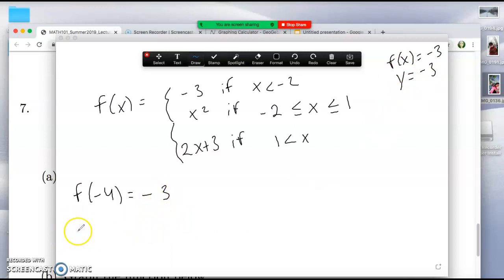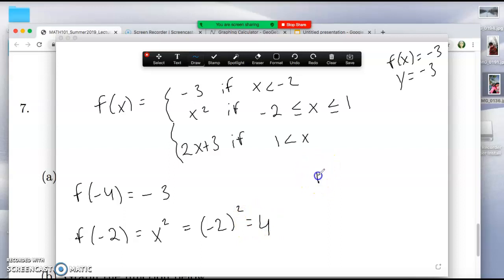Now let's do the second one, f of -2. So is -2 less than -2? No, it's not less than -2. It's equal to -2, so that means I can't use the first function. Let's see if I can use x squared. Is -2 between -2 and 1 or equal to them? Yeah, -2 is equal to -2, so I have to use x squared. So -2 squared is going to give me +4.